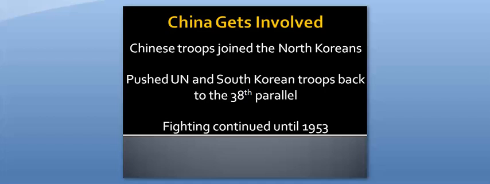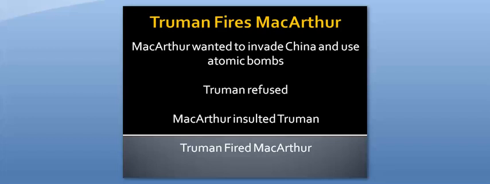Here, fierce fighting continued for nearly 3 years. There was little ground actually gained on either side. They stayed roughly around the 38th parallel. During the time, though, General MacArthur asked President Truman to expand the war into China, to blockade Chinese ports, and to actually use an atomic bomb, or more than one, on Chinese cities. He felt we could win that way.